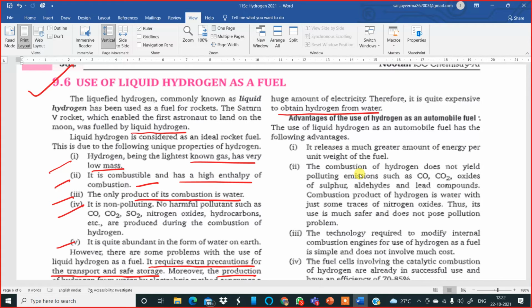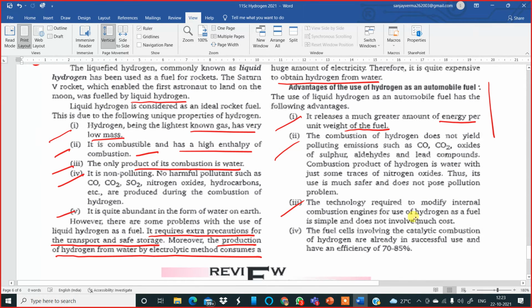Now, the advantages of hydrogen as an automobile fuel. It releases much greater amount of energy per unit weight of the fuel. The combustion of hydrogen does not yield polluting gases. The technology required to modify internal combustion engines for use of hydrogen as a fuel is simple and does not involve any cost. The fuel cells involving the catalytic combustion of hydrogen are already in successful use and they have a very good efficiency of up to 85%.